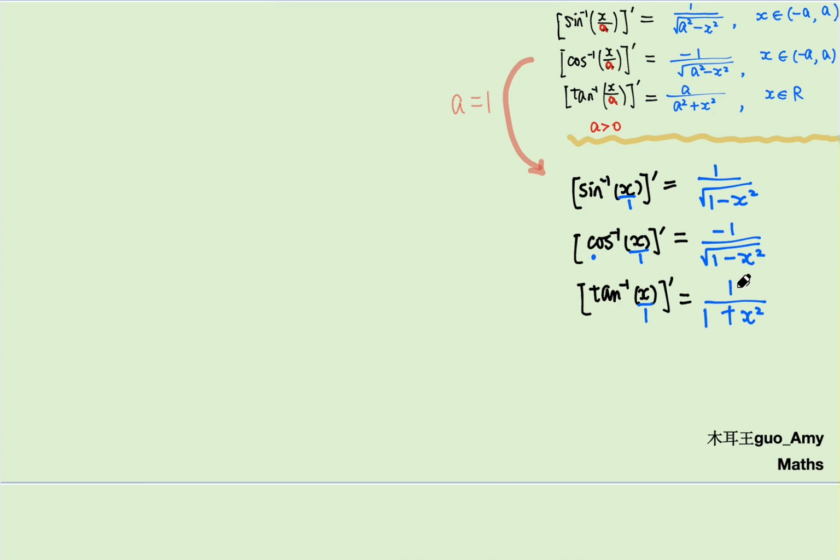Since a is equal to 1, the numerator times 1 is still 1. The first two formulas are valid for x between -1 and +1. Endpoints are not included. The last one is still valid for all real numbers of x. Now let's look at the application of these formulas.